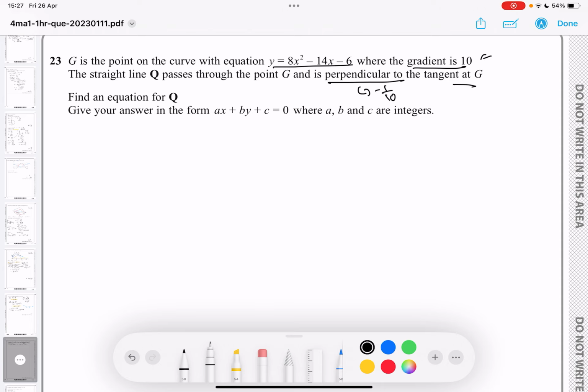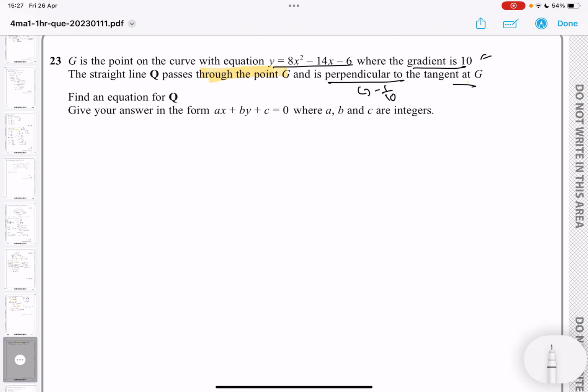And to do that, we need to substitute some coordinates. Straight line Q, it says that it passes through point G. So we need to work out the coordinates of point G. How are we going to do that? Well, it says that point G on the curve is where the gradient is 10. So whenever you see a quadratic, you need to differentiate it to work out the gradient. You need to think about differentiation. And once you differentiate it, you can work out the gradient.